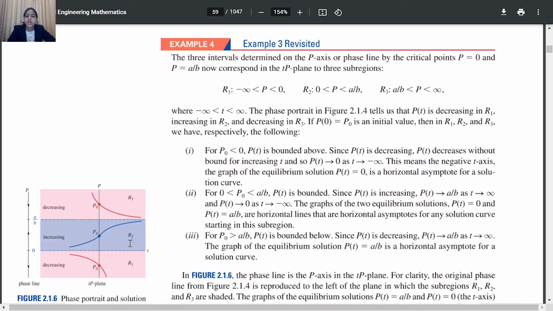Now let us come to the second region, R2. In R2, P dot is lying between 0 and A by B, and it is bounded by these two lines. Now here the function is given to be increasing. So as P is increasing, I can say that it approaches A by B as t tends to infinity. As t is moving to minus infinity, P is approaching 0. Okay, so I hope it is clear.